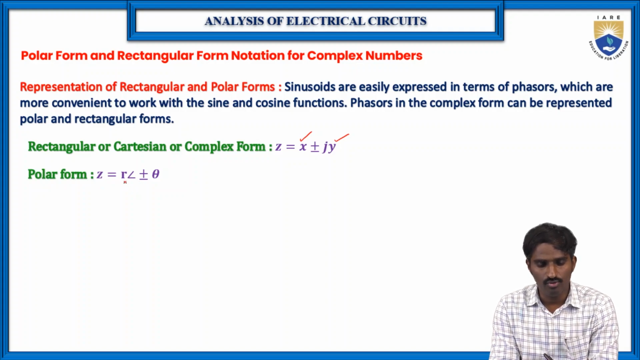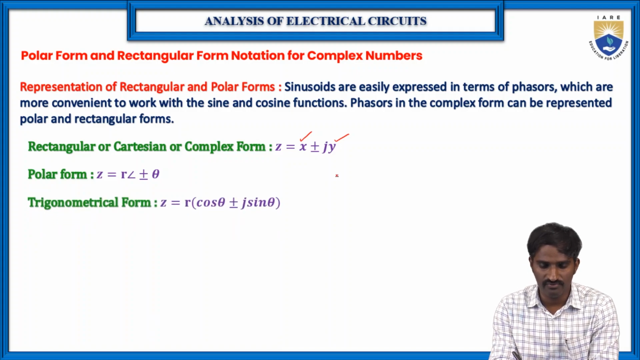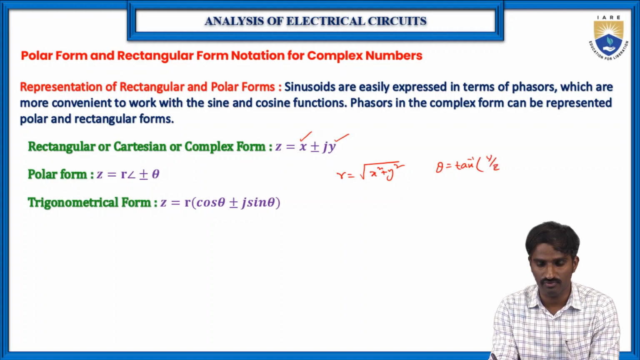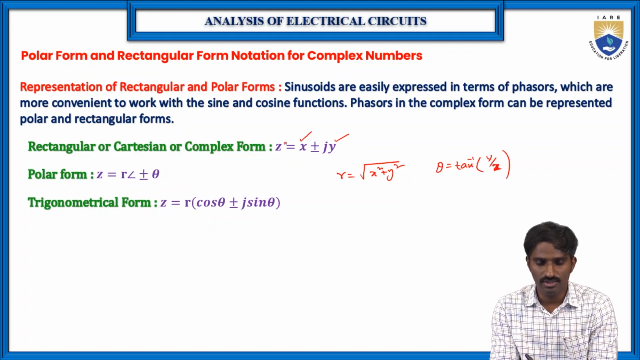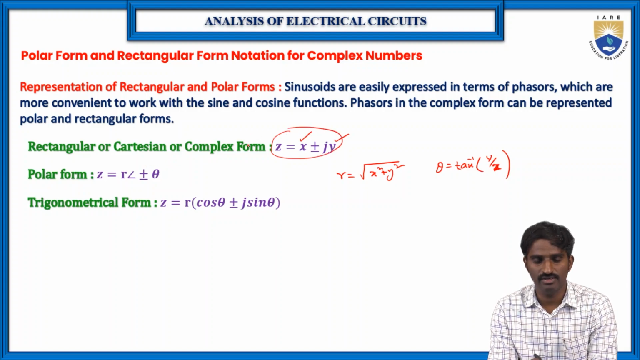Then how to find r and theta? Here r is equal to square root of x square plus y square, and theta is equal to tan inverse y by x. So once you know the x and y values, we can convert this rectangular form into polar form. To convert to polar form, we need to know the values of r and theta. The r value we get by substituting in this equation, and similarly the theta value we get by substituting in this equation.